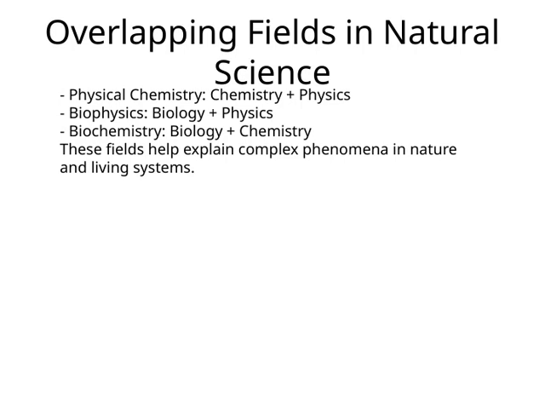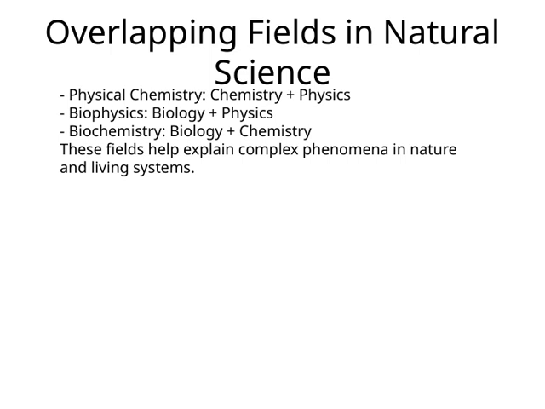Now, let's take a closer look at the overlapping fields in natural science. First, we have physical chemistry, which combines principles from both chemistry and physics. This field helps us understand how molecules behave and interact, bridging the gap between the microscopic and macroscopic worlds.